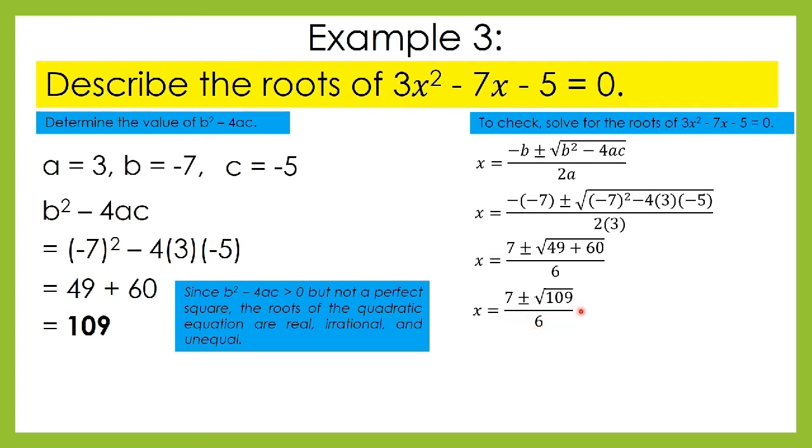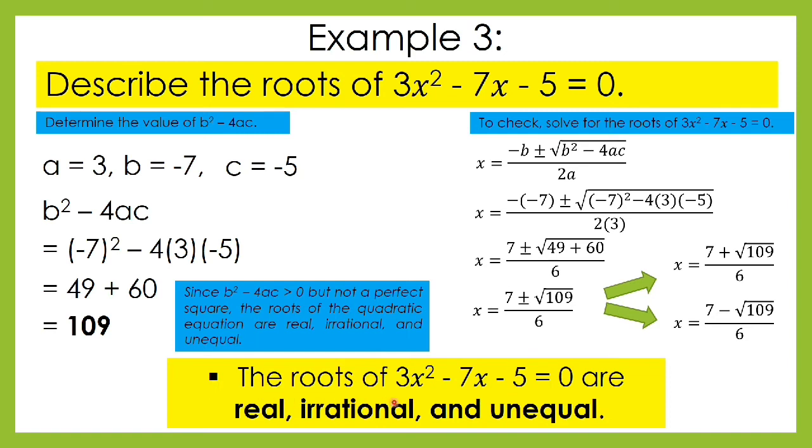Then we separate the positive and negative results. We now have x equals 7 plus square root of 109 all over 6. The second is x equals 7 minus square root of 109 all over 6. As you can see, these are the roots of 3x squared minus 7x minus 5 equals 0. They are real, they are irrational, and they are unequal. Therefore, the roots of 3x squared minus 7x minus 5 equals 0 are real, irrational, and unequal.